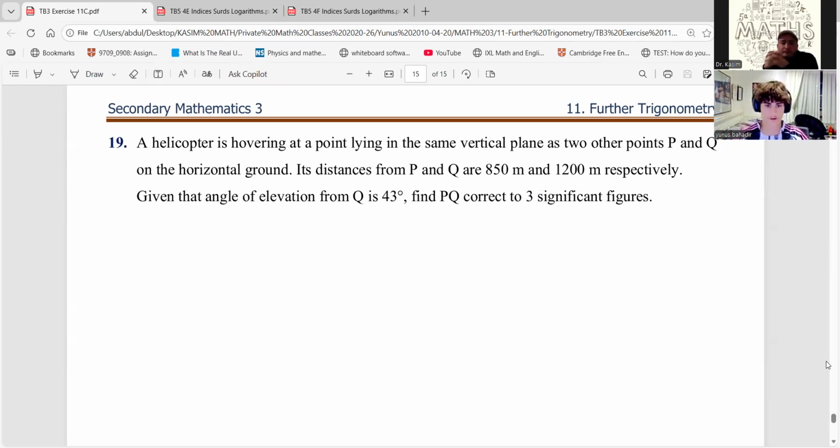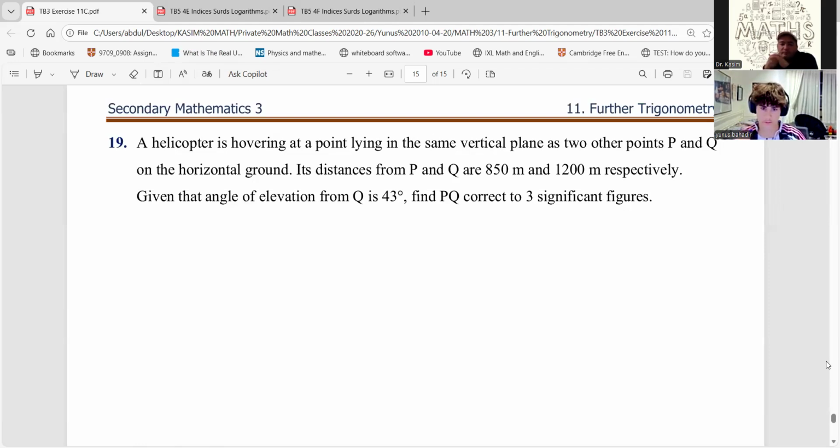A helicopter is hovering at a point lying in the same vertical plane as two other points, P and Q, on the horizontal ground. Its distances from P and Q are 850 meters and 1200 meters respectively. Given that the angle of elevation from Q is 43 degrees, find PQ correct to three significant figures. Or let's say two decimal places.